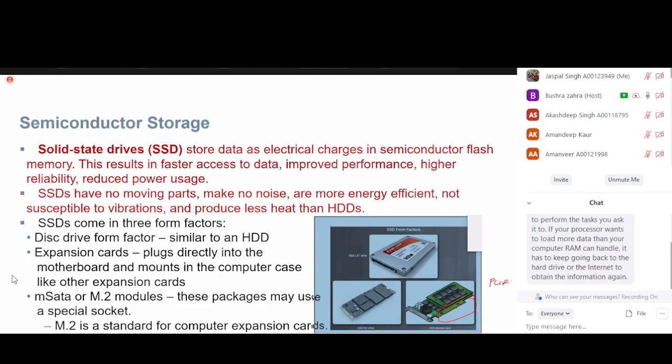It can be installed directly on the motherboard and mounted into the computer case like other expansion cards, mSATA or M.2 modules. This is the M.2 module. These packages may use a special socket system on the motherboard. You would see here it's labeled M.2, and this is where you can plug in this SSD. It goes in standing vertically, right?